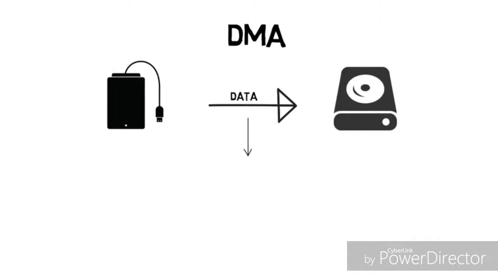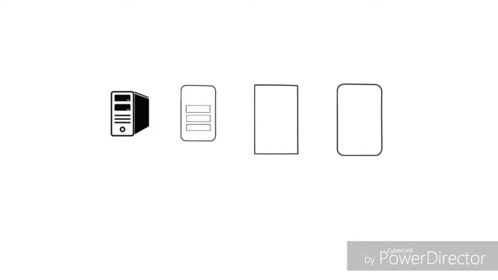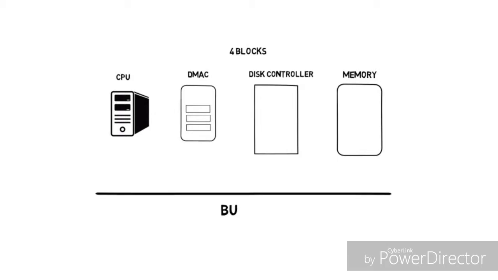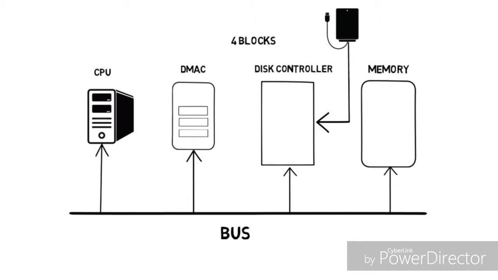Here comes the role of DMA. This connection between input, output, and memory is provided by the DMA controller, also known as DMAC. This DMAC is the main chip that controls the entire DMA process. For example, CPU, DMAC, disk controller, and memory. As you can see, there are 4 blocks and all these 4 blocks are connected to each other with the help of a bus. And we have an external drive. So basically, this is the overview of the entire DMA transfer operation.